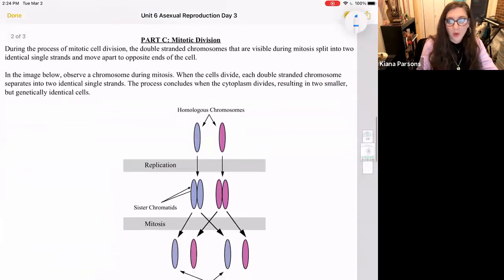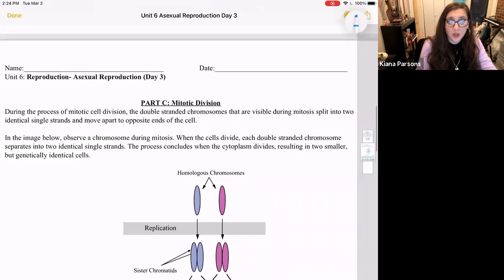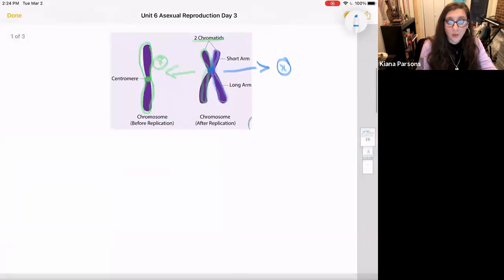So let's look a little bit more at chromosomes and sister chromatids by looking at mitotic division. During the process of mitotic cell division, the double-stranded chromosomes that are visible during mitosis split into two identical strands and move apart to opposite ends of the cell. Sort of like what we just looked at, right?